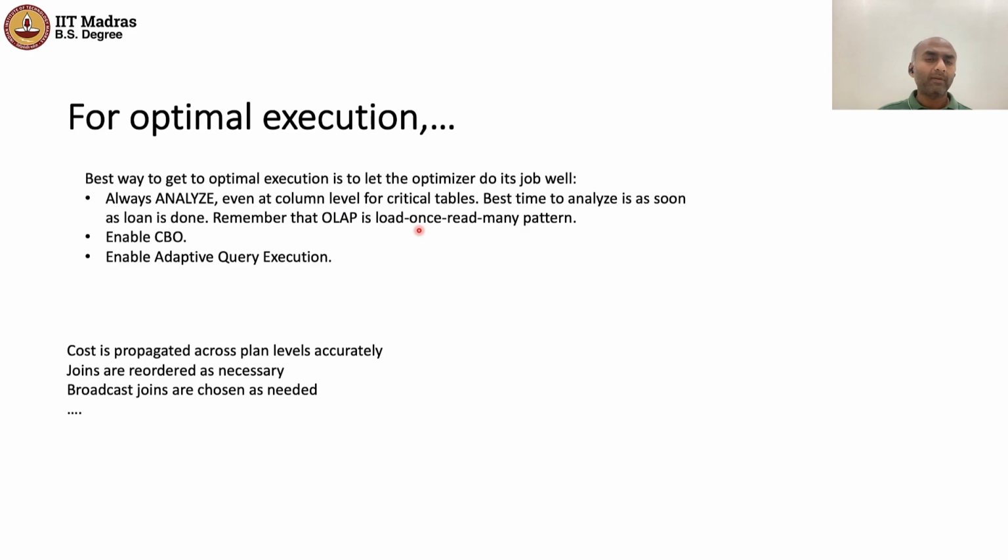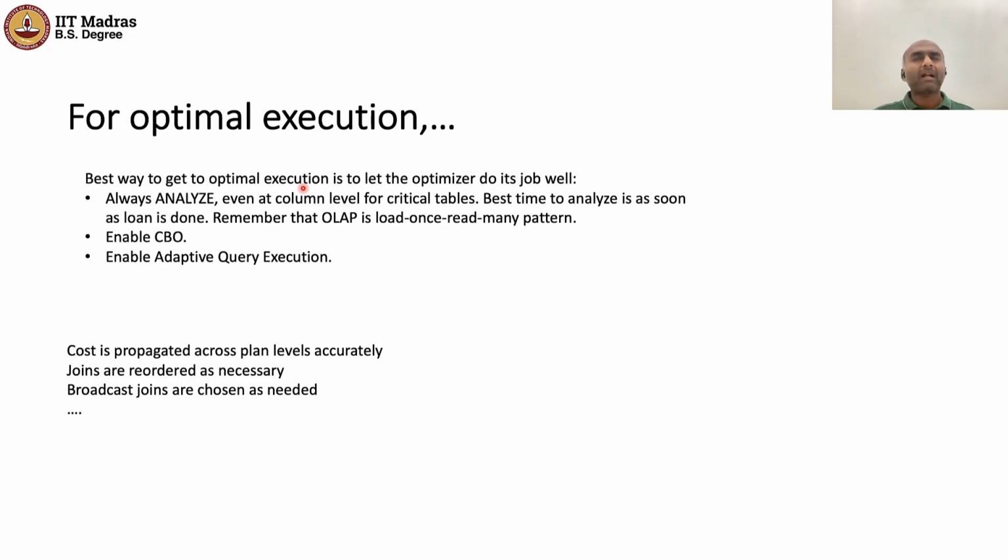Cool. So for optimal execution, I would always encourage you to let the optimizer do the work for you, right? Don't take on the headache of the how. The point of SQL is actually to be declarative, and to stay declarative, you have to not worry about the how, which means you need to get somebody else to worry about the how, and that somebody else needs to take your information, right, from your head on what the data looks like, etc. So the best way to do that is to always analyze, even at the column level, for critical tables.